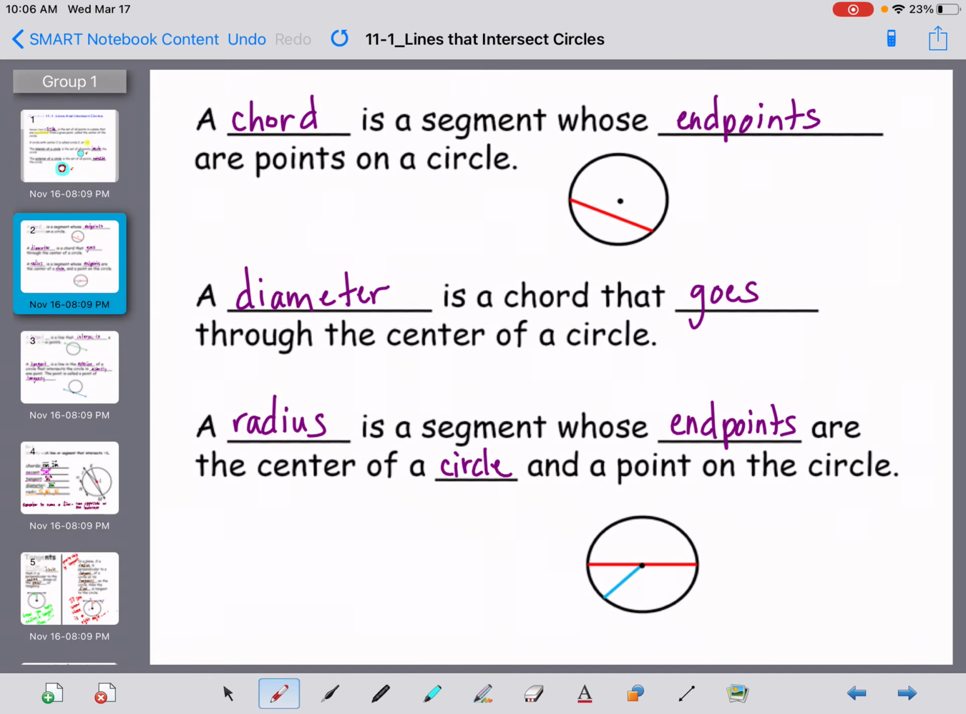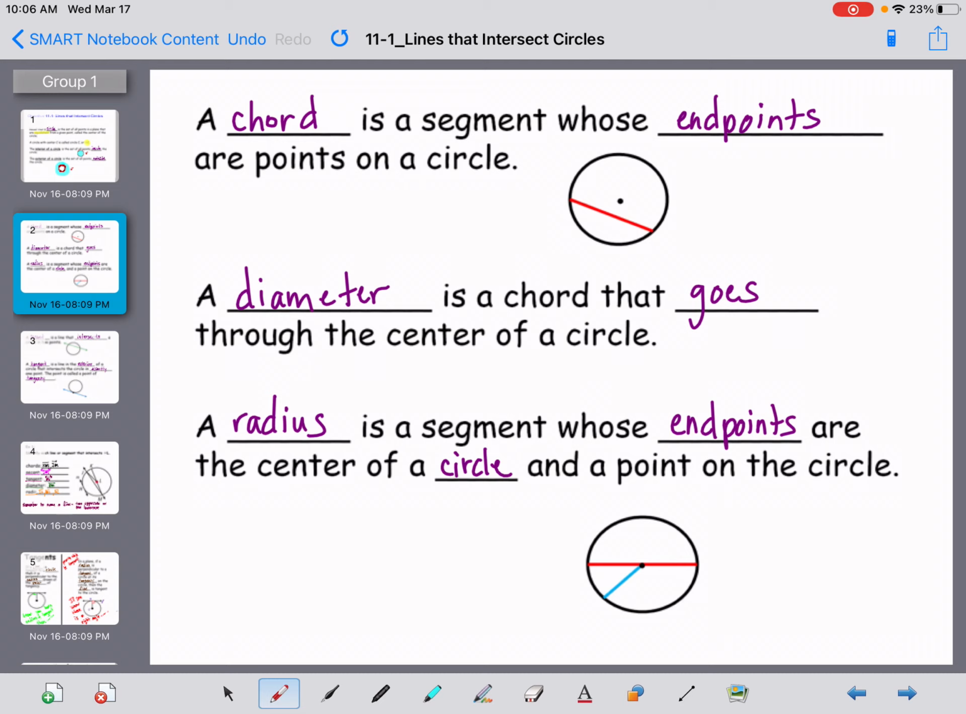We have a bunch of different lines that can be associated with a circle. A chord is a segment whose endpoints are points on the circle, and there's our example of a chord. A diameter is a chord that goes through the center of the circle. So notice that a chord does not go through the center, but the diameter does go through the center.